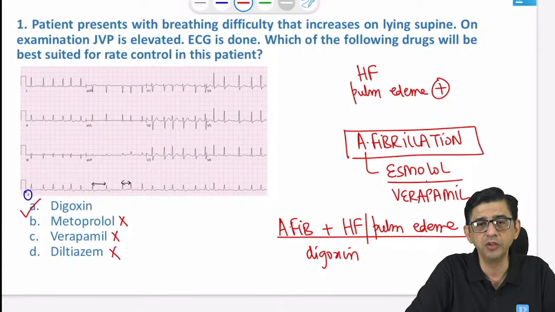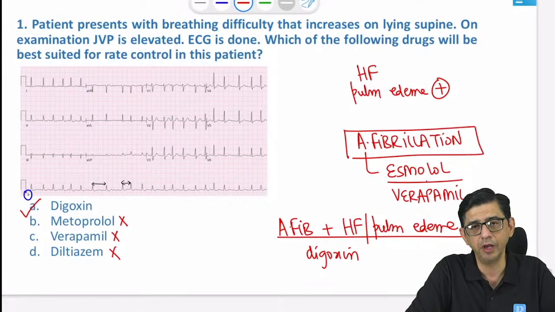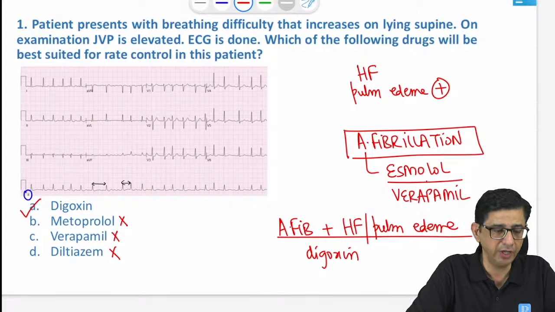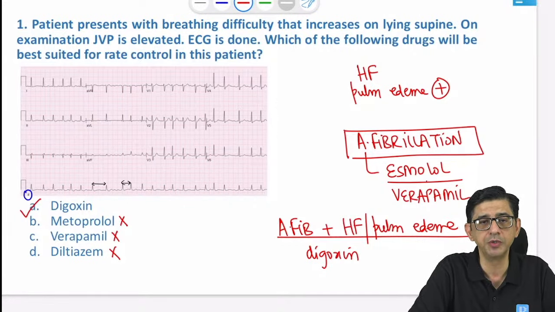The advantage of digoxin would be that it's going to utilize the vagus, and it will help in management of both the things. It will help in heart failure also, and it will help in management of atrial fibrillation also. So the correct answer for this question is option number A.